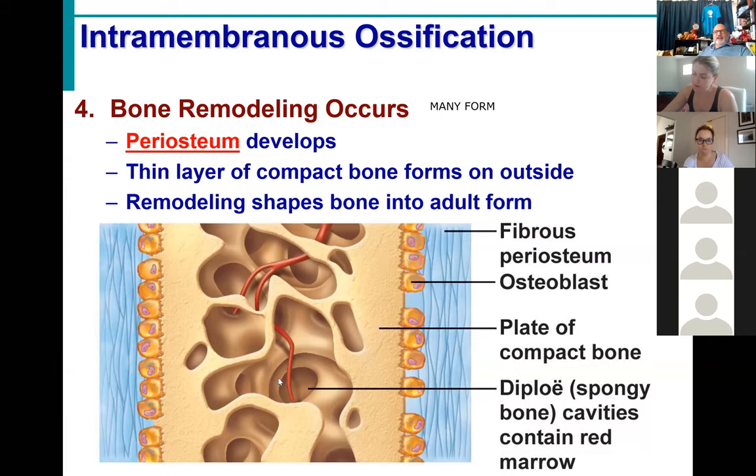And then, like I said, if this was a flat bone, these trabeculae on the inside would be known as the diploe. And then our only goal is to remodel the shape of the bone. Using osteoblasts and osteoclasts, we can add bone, remove bone to make it the shape we want it to be.